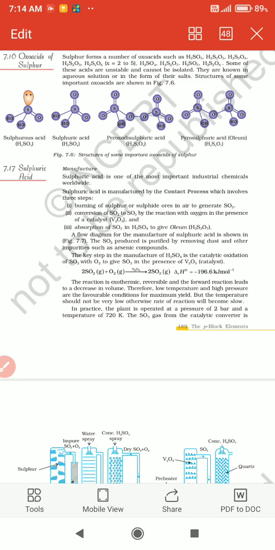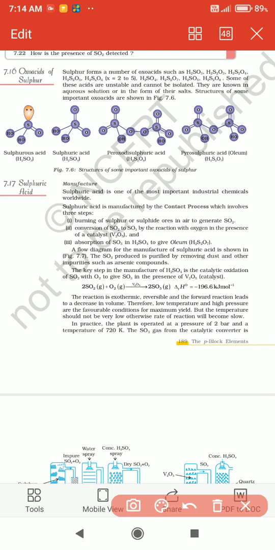Totally, how many oxo acids does sulfur form? Nearly 9 oxo acids are given here. What are the oxo acids present? The first one is called sulfurous acid, H2SO3. The next one is H2S2O3.